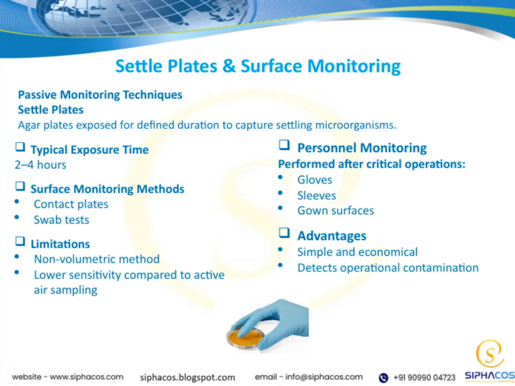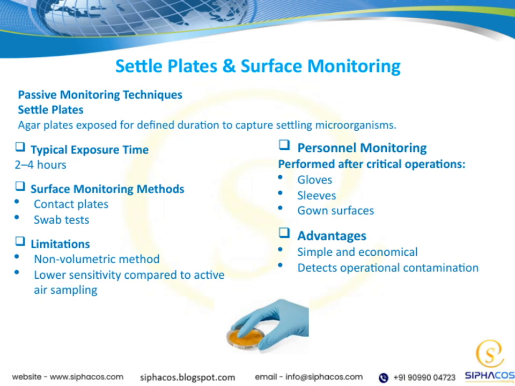Let's talk about personnel monitoring, which happens right after critical operations. We focus on gloves, sleeves, and gown surfaces, the places most likely to pick up contamination. This method is simple and cost-effective, helping us spot any operational contamination quickly. Typically, exposure times range from 2 to 4 hours.